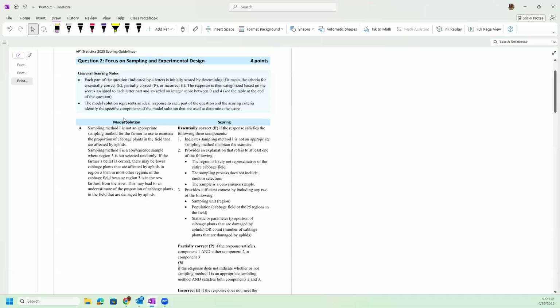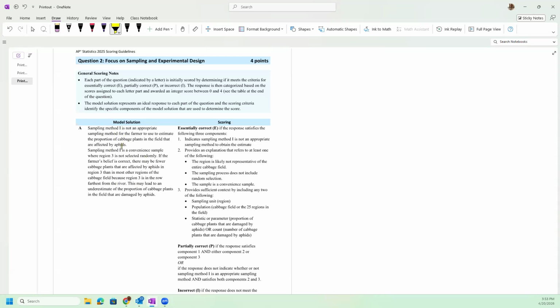Okay, so what they were looking for on this question. When you look at a scoring rubric, I need you to understand something. This is the model solution over here, right on this side. No one ever gives this answer. So please don't expect that you need an answer that looks like this.